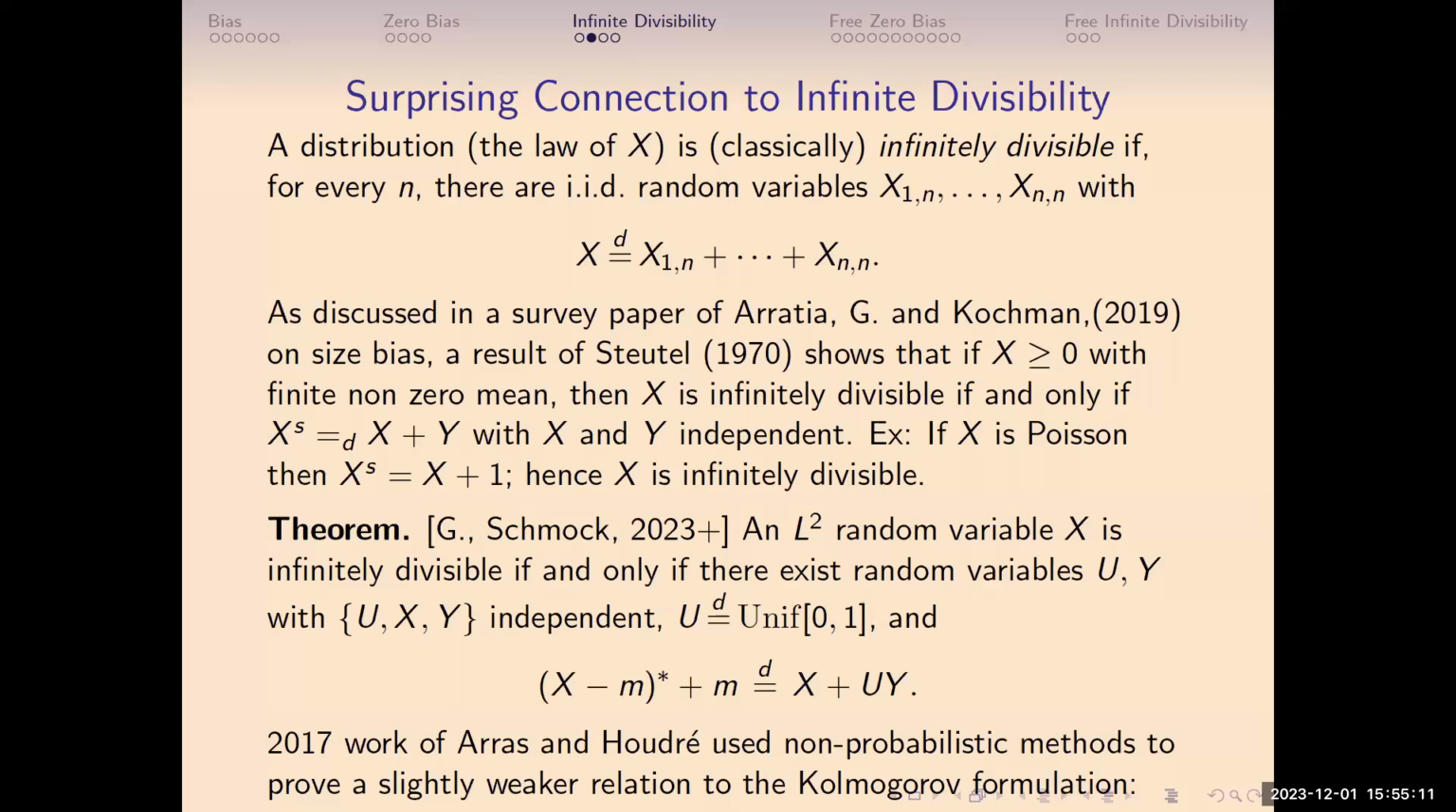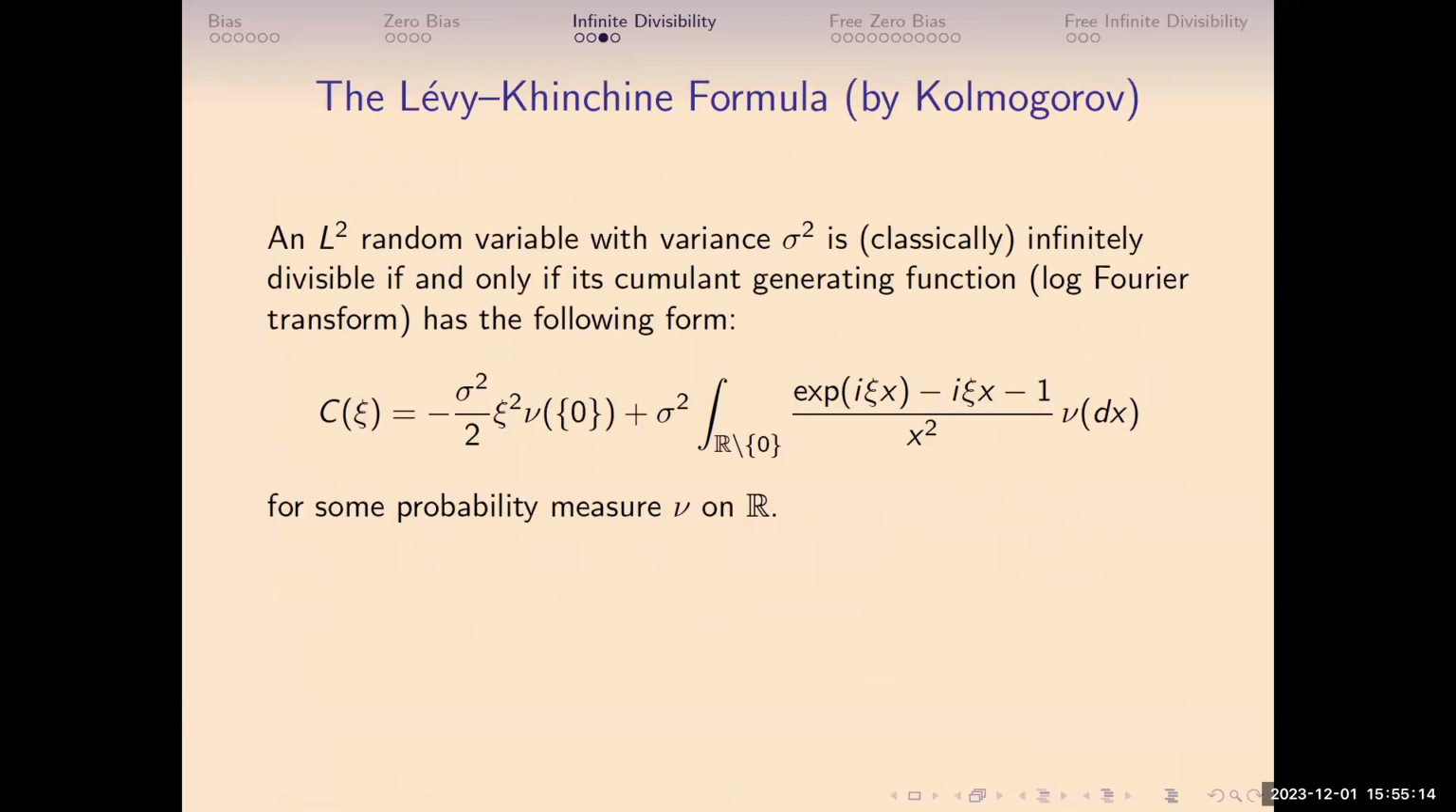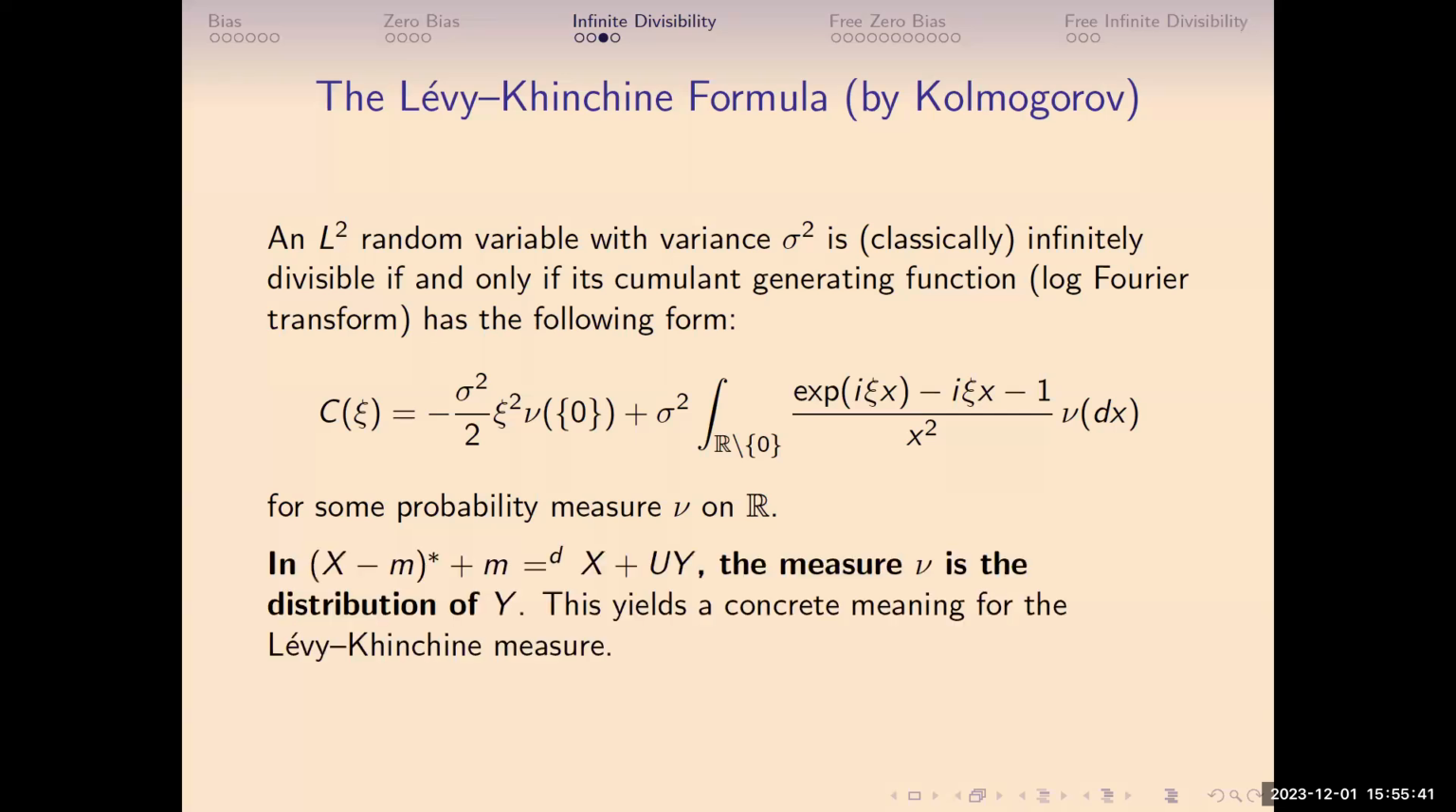Kolmogorov said. Kolmogorov solves the problem by saying, we already know the answer to when an L2 random variable is infinitely divisible, which is if its cumulant generating function has this form. It's the log of the moment generating function, the log of the characteristic function, and he says this holds if and only if it is true. So what did our explanation add to this? Well, there's this Lévy measure here. This nu is the Lévy measure.